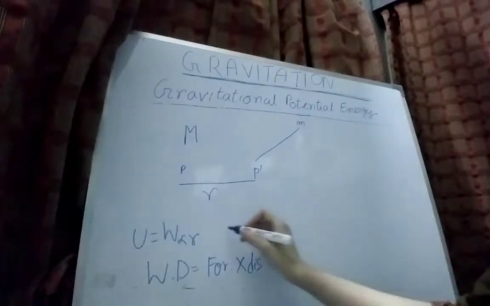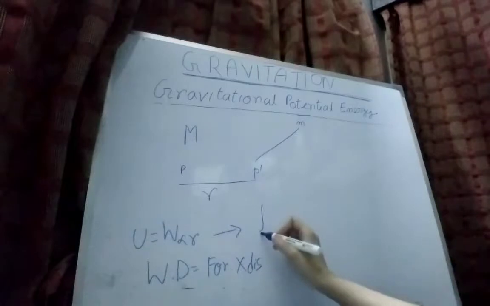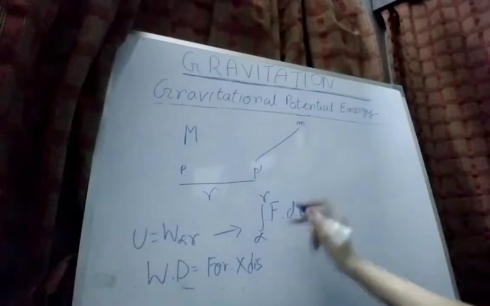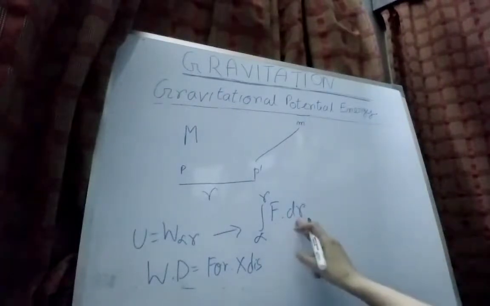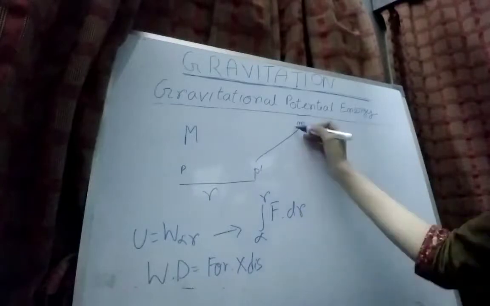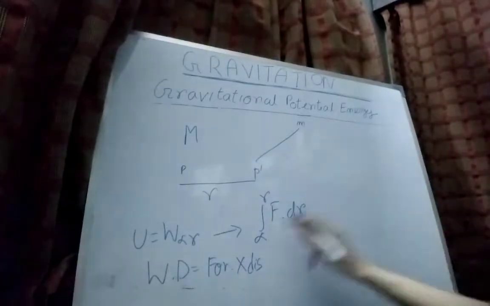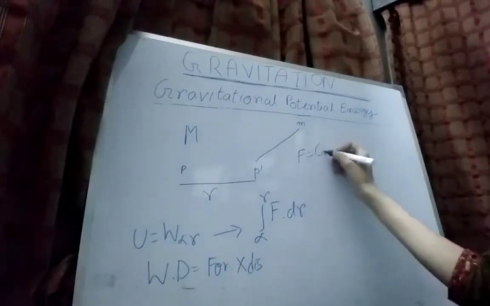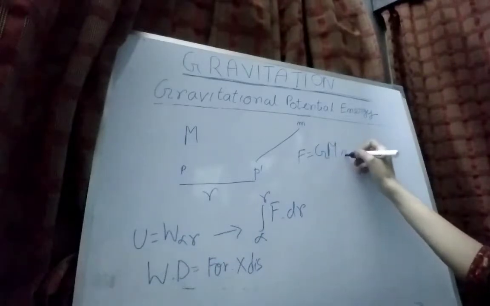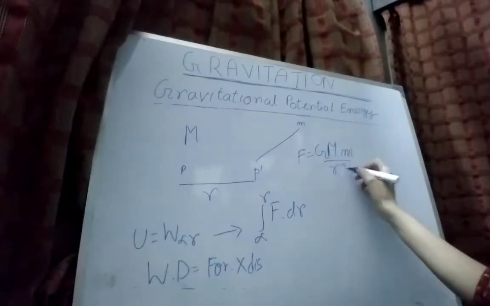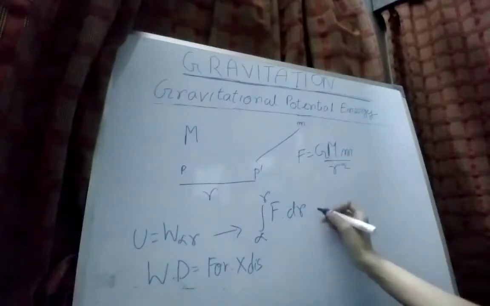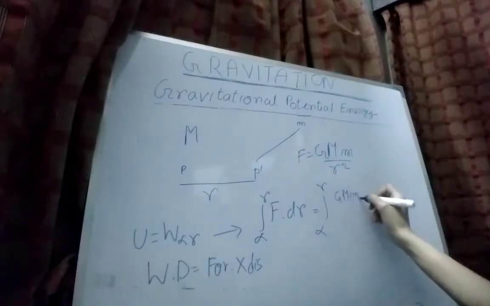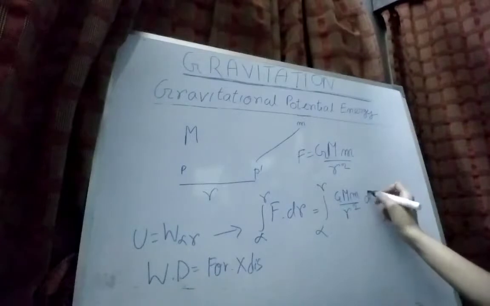So we will get from here, as this is the gravitational force and this is the displacement, and the displacement is from infinity to r. So this is the integral of F dot dr. Now we also know that the gravitational force is G M m by r squared. So we will replace this here and we will get the integral of G M m by r squared dr.